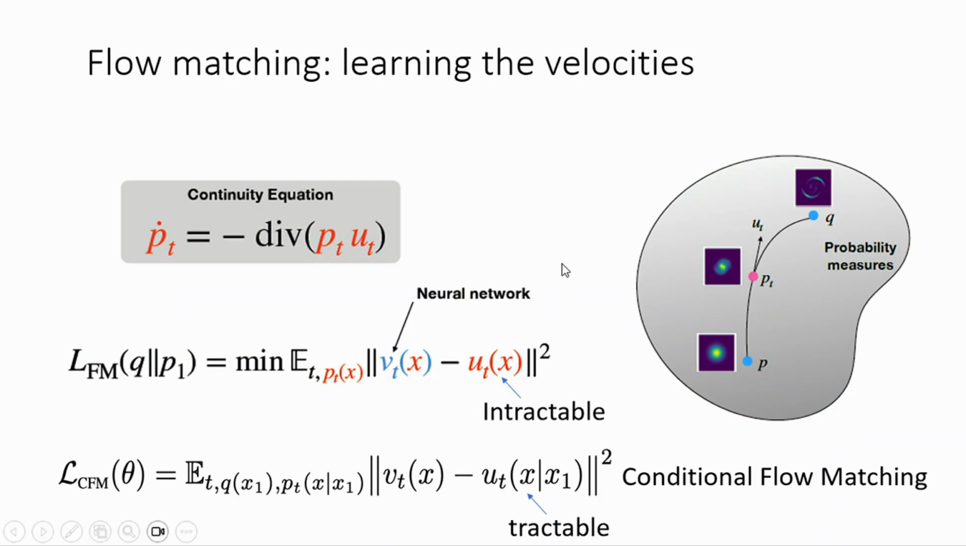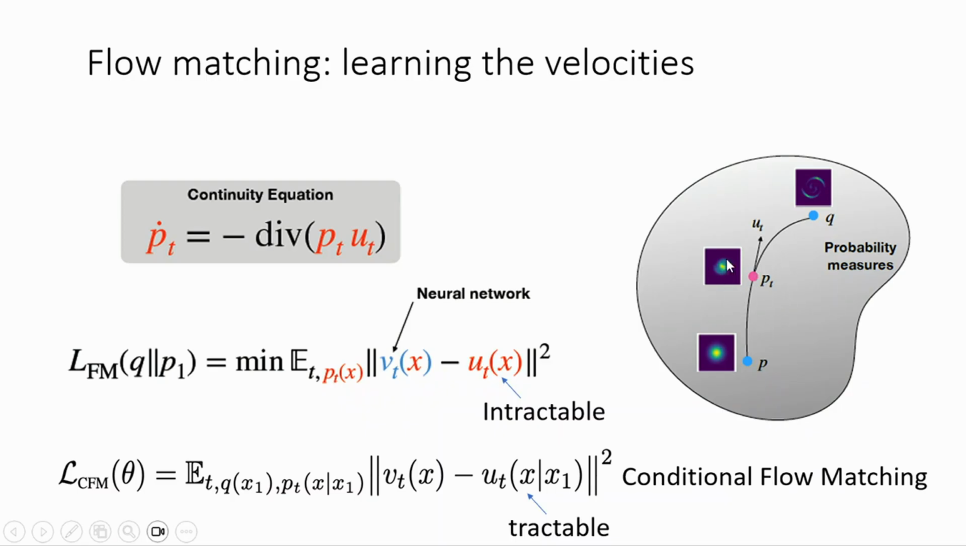And another thing is, although matching this vector field in the marginalized distribution is what we actually target at the end, it is not tractable. Similarly, in diffusion, the marginal score distribution is also intractable.